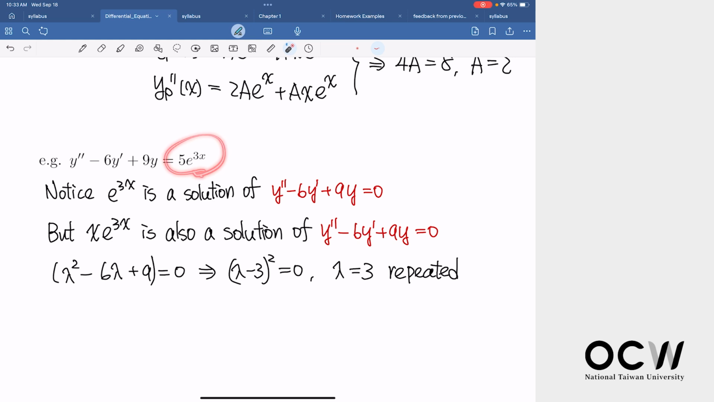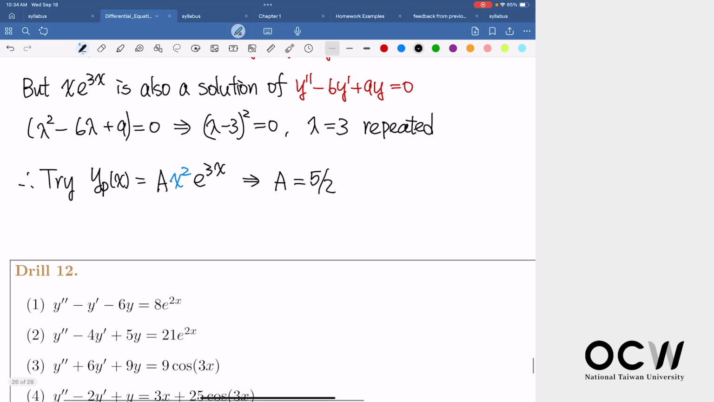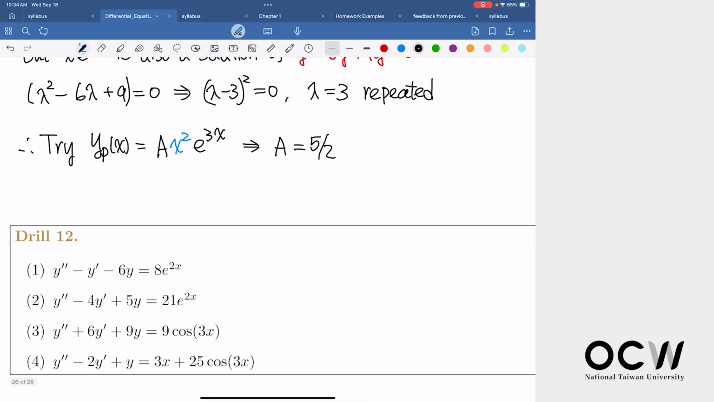Then what should we do? Don't worry, we can try. We still have the form of e to the 3x, but this time we can have x squared rather than x times the e to the 3x. And you will get a equals 5/2. Okay, and then during your free time, you can do it by yourself or do them with your teammates.